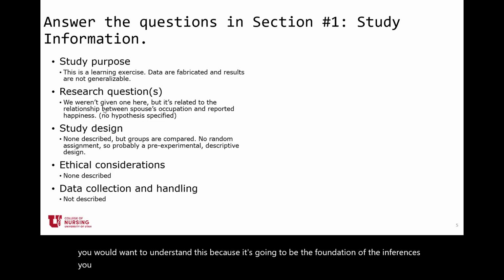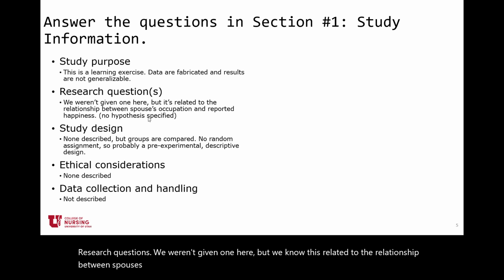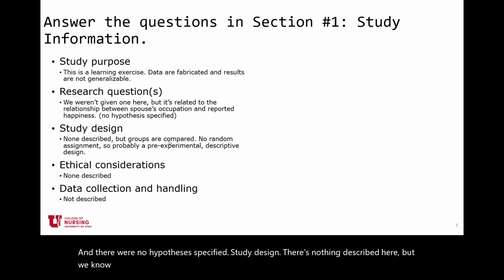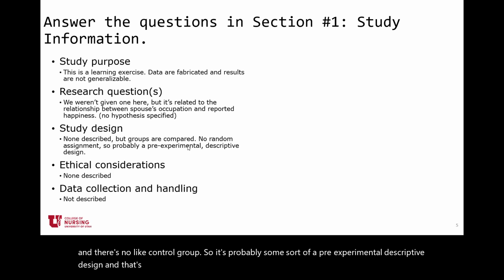Research questions, we weren't given one here, but we know that's related to the relationship between spouse's occupation and reported happiness. And there were no hypotheses specified. Study design, there's nothing described here, but we know that groups are compared, so there didn't seem to be any random assignment here, and there's no control group, so it's probably some sort of a pre-experimental descriptive design, and that's all we can say about it.